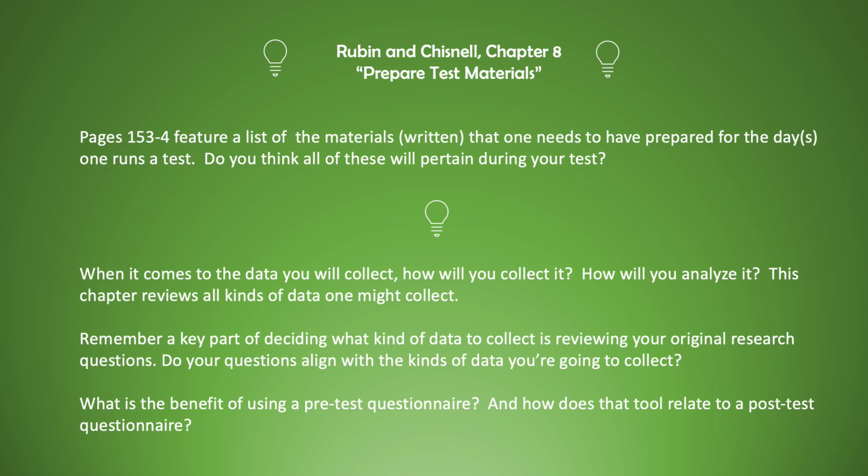When it comes to the data you will collect, how are you going to collect it and how are you going to analyze it? You need to think about this for your ultimate report in which you compile everything and share your findings. This chapter reviews all kinds of data one might collect. Remember, a key part of deciding what kind of data to collect is reviewing your original research questions. Do your questions align with the kinds of data you're going to collect? What is the benefit of using a pre-test questionnaire, and how does that tool relate to a post-test questionnaire?